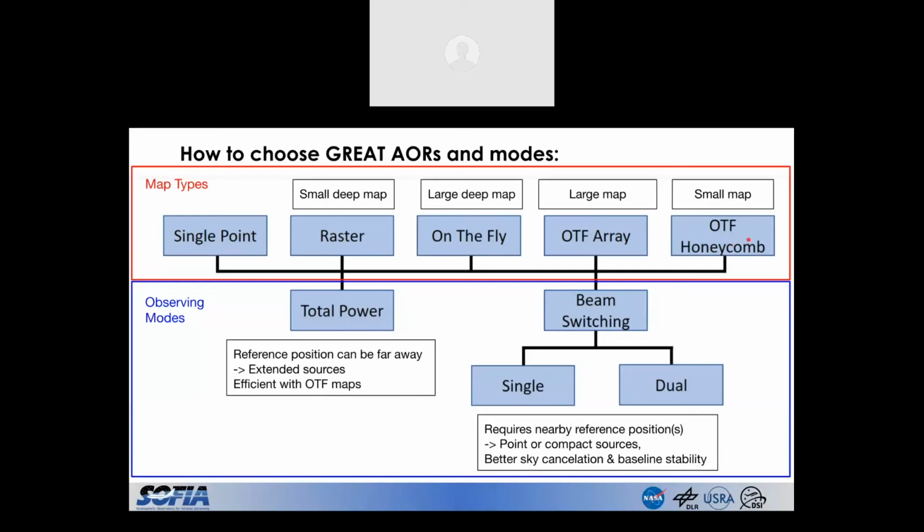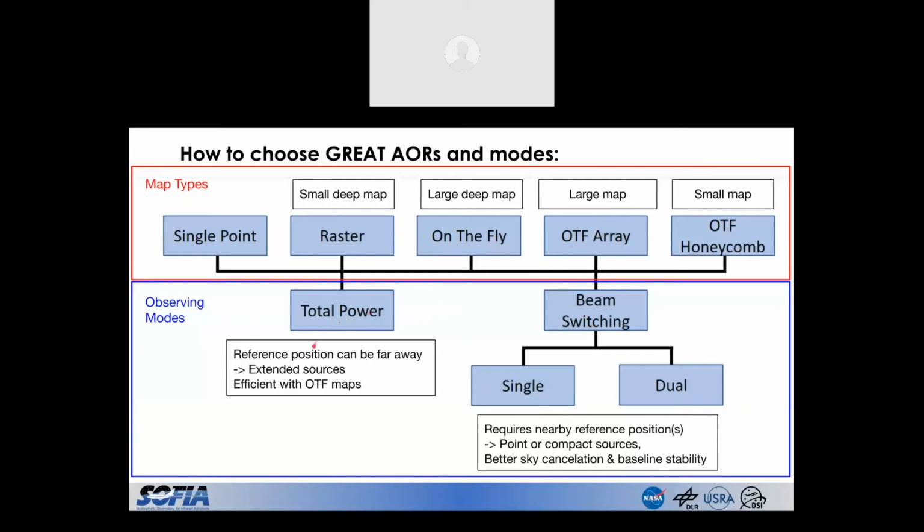When your target area, your mapping area, is larger than a few arrays, then you want to go to one of the OTF maps, the classical on-the-fly map, classical OTF, which is good for large, deep maps, meaning faint targets. If you have a rather bright target where you don't need a lot of time per point, the OTF array map is more efficient. Now, any of these modes can be combined with background subtraction using either beam switching or total power.